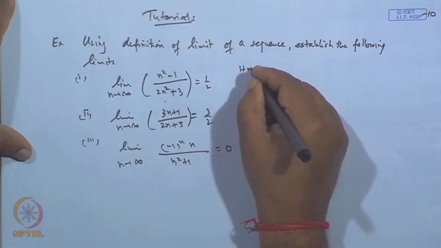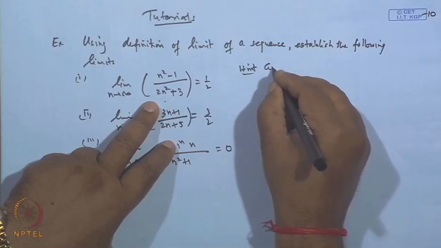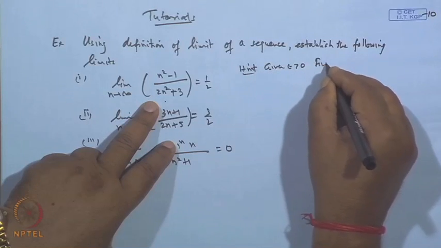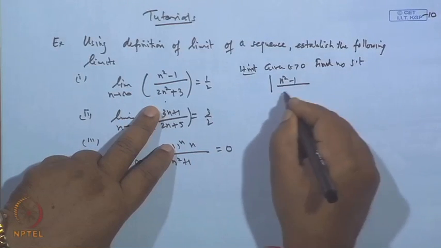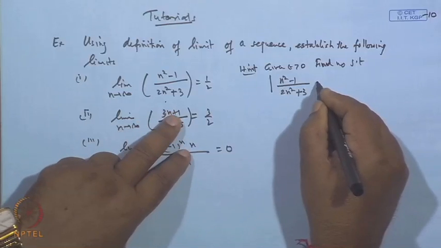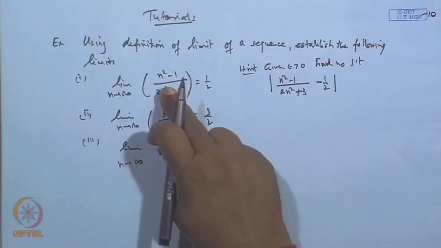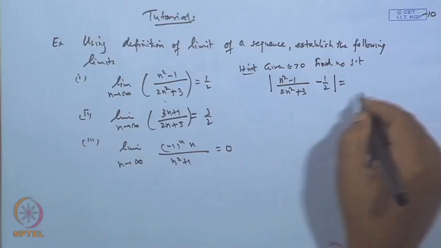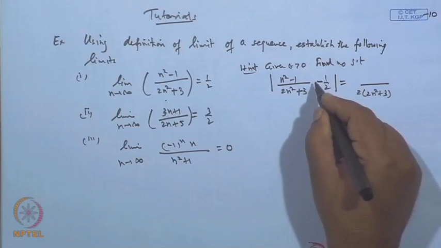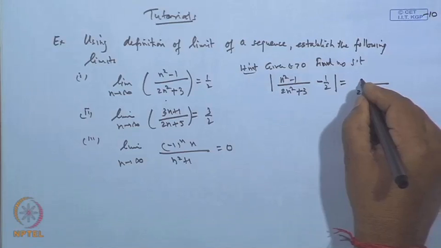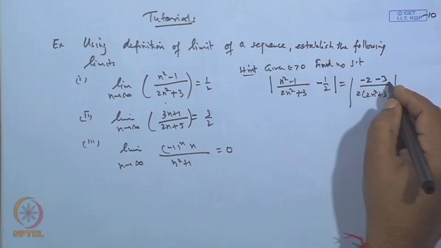Say, hint: for any given epsilon greater than 0, find n naught such that the modulus of n square minus 1 over 2 n square plus 3 minus half should be made less than epsilon. So, from here you start, consider this minus this. Now, this can be written, when you take the LCM, as 2 n square minus 1 over 2 n square plus 3. So, minus 2 n square is cancelling, and then minus 2 and minus 3. So, here we are getting minus 5 by 2.